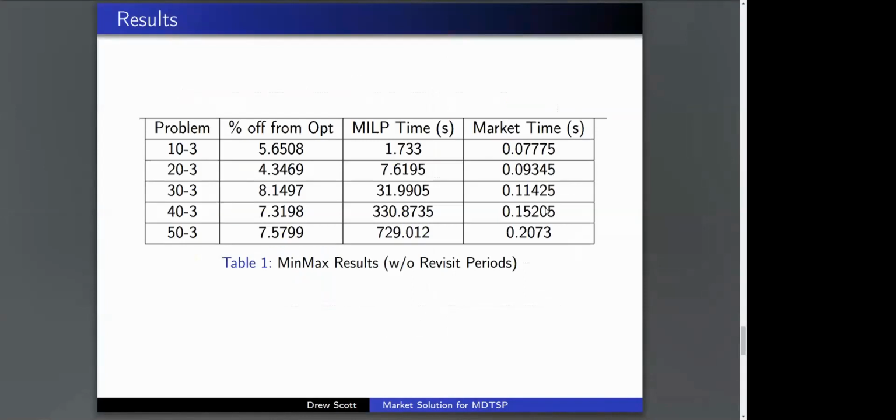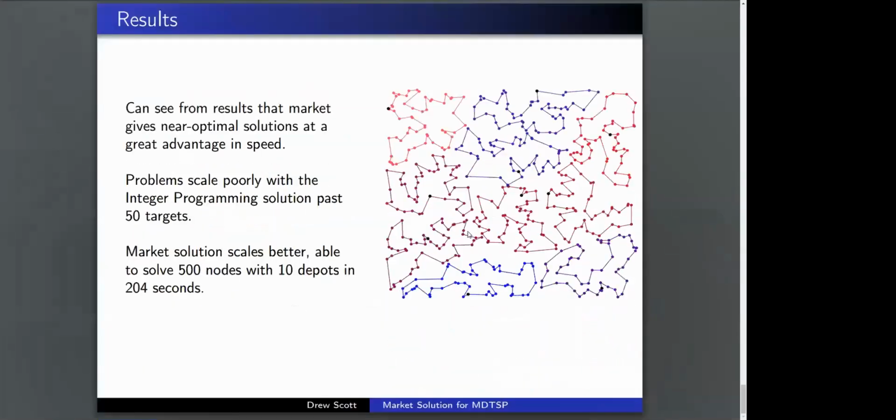And we have results here. We see the MILP and the market scaling differently. The MILP is scaling very poorly, and the market is scaling well. So for 50 targets, it takes the MILP about 45 minutes, the market less than a second. And we scaled the market up to about 500 nodes. It's still able to solve that in just a few minutes, which is a very large problem size that's effectively infeasible for the MILP.